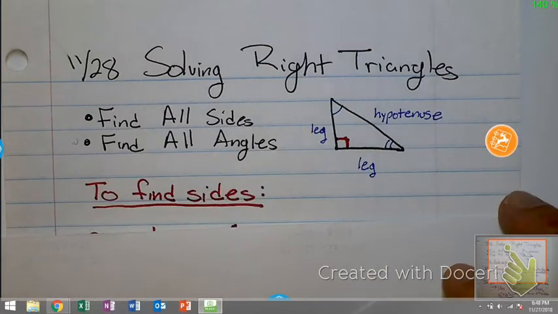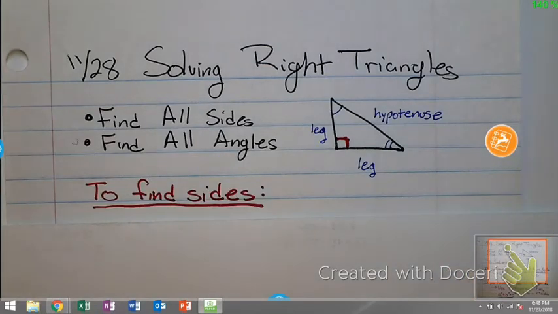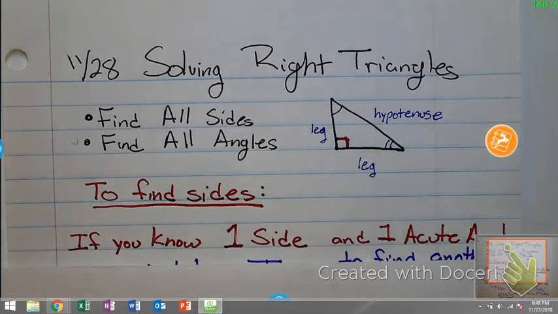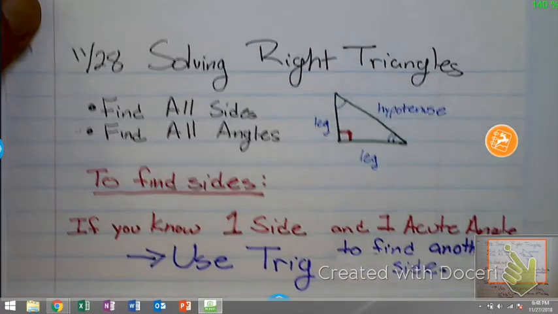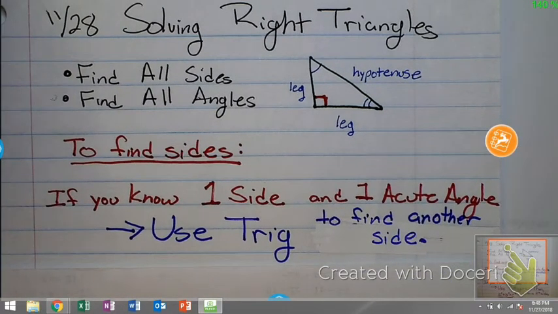So, to find the sides of a right triangle, you have to look at it and see what you know about it. If you happen to know one side of the right triangle and one acute angle, then we're going to use trig. We are going to use our trig ratios, SOHCAHTOA, to find another side.